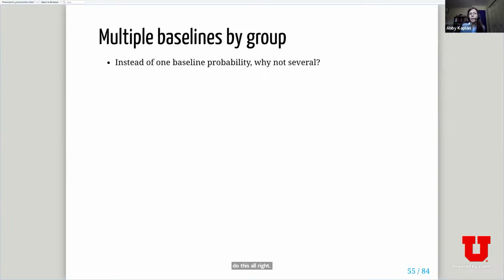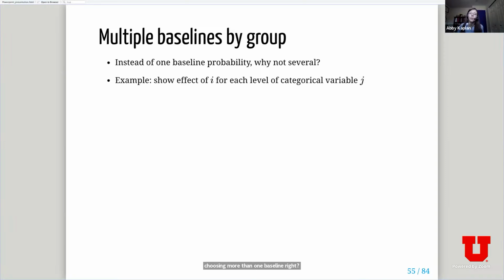All right, so we said one of the big problems with this baseline approach is that we only chose one baseline. Well, we could try to deal with that by choosing more than one baseline, right? Why not choose several baselines and show all of them? So for example, we might say, okay, we've got this categorical variable, say pet type, right? Let's show a separate baseline for each level of that categorical variable. Let's show a separate baseline for dog owners and cat owners and fish owners and so on.